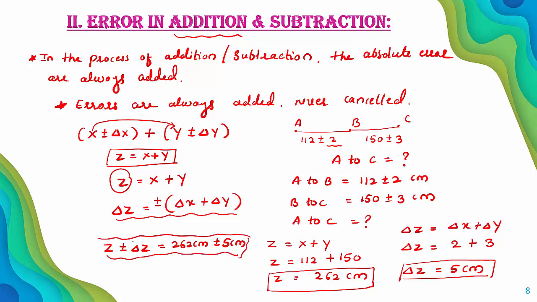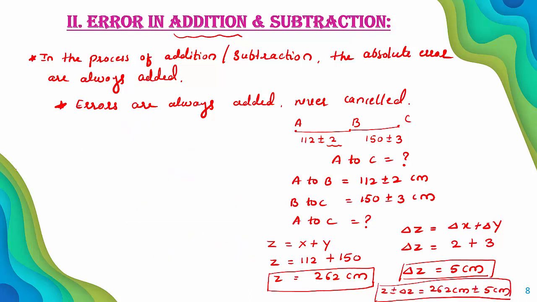So in this way we have to calculate error in addition. So what is the answer? 262 centimeter, that is the distance between A to C. There is an error of plus or minus 5 centimeter. Is it clear? Now I will give you one more example to understand the mathematical operation subtraction.